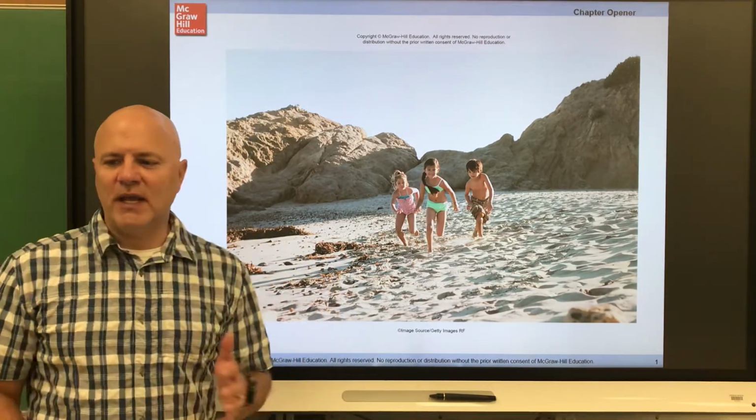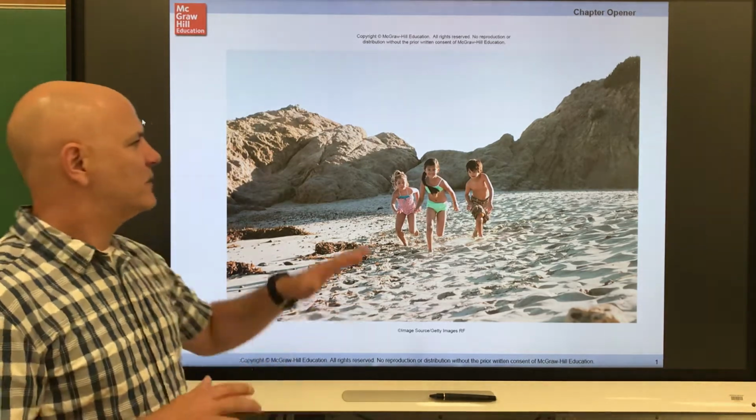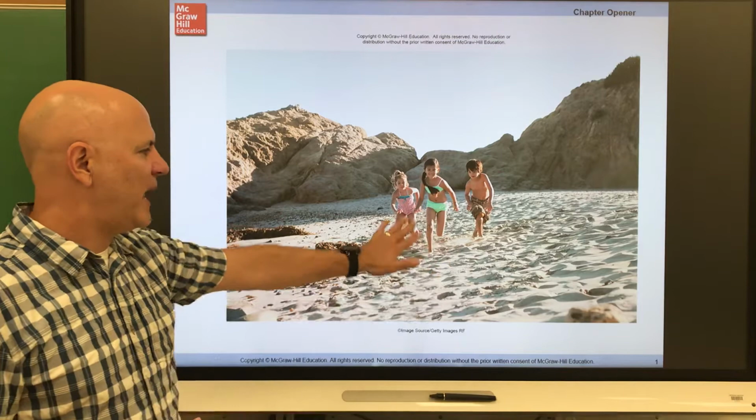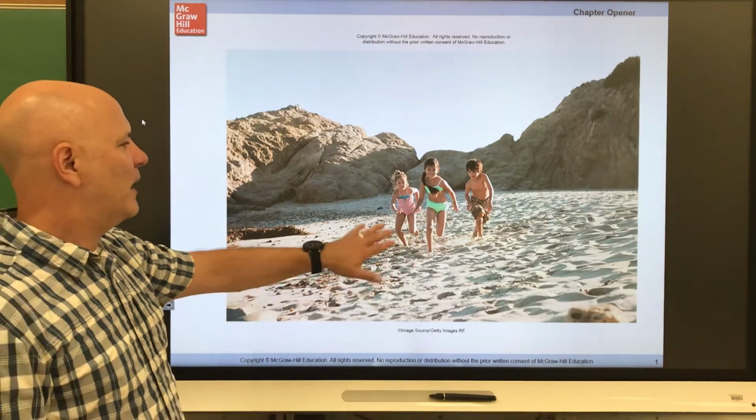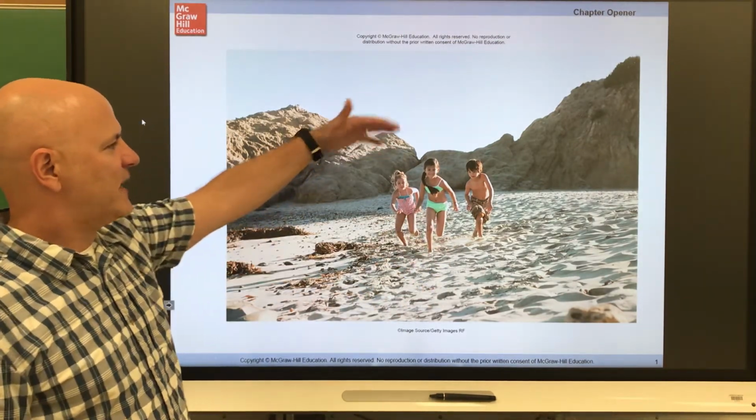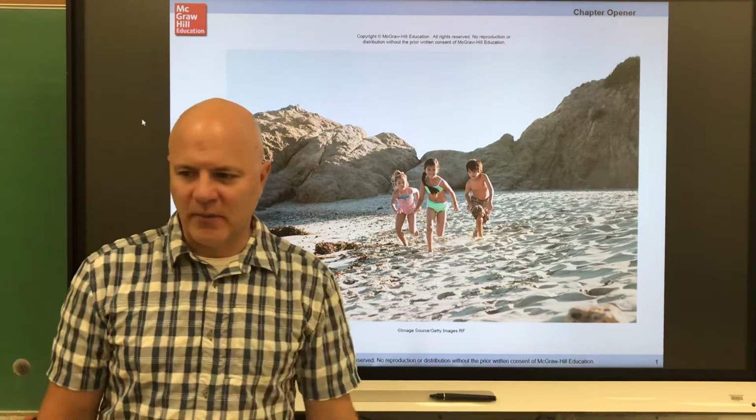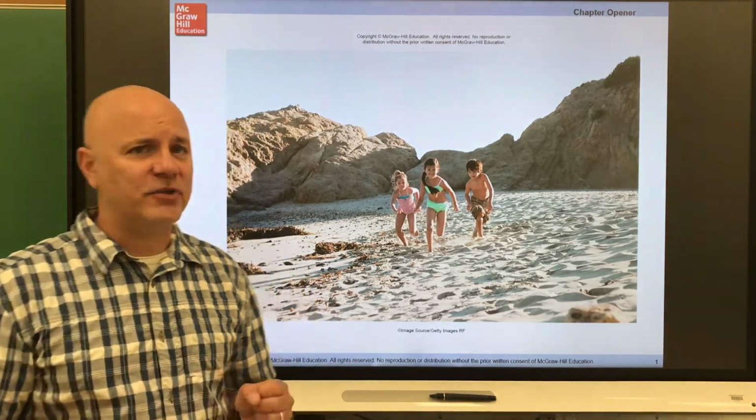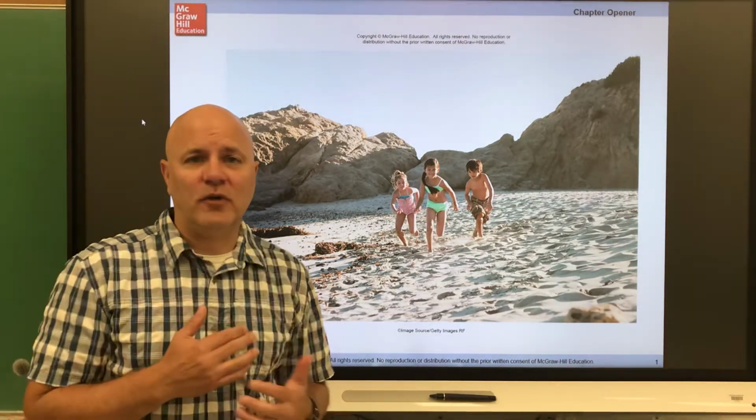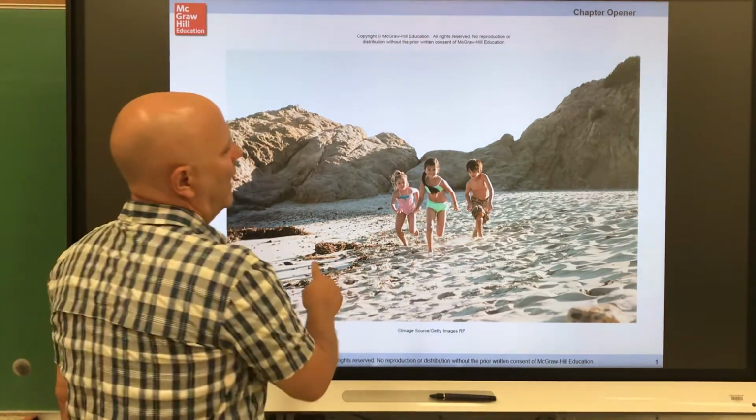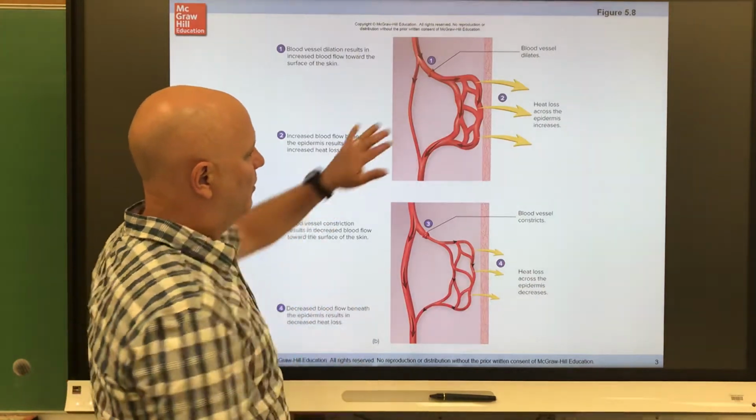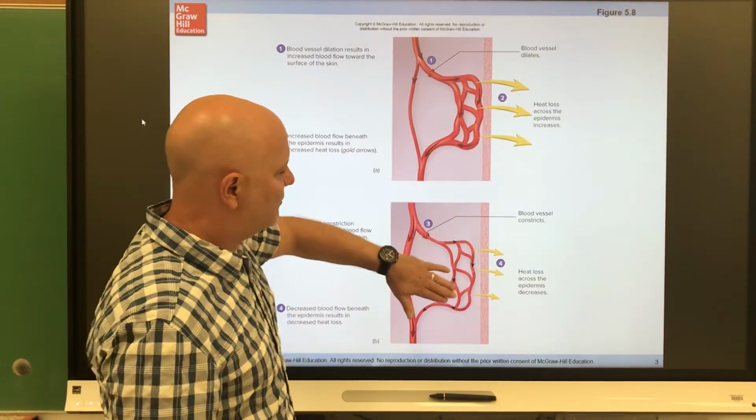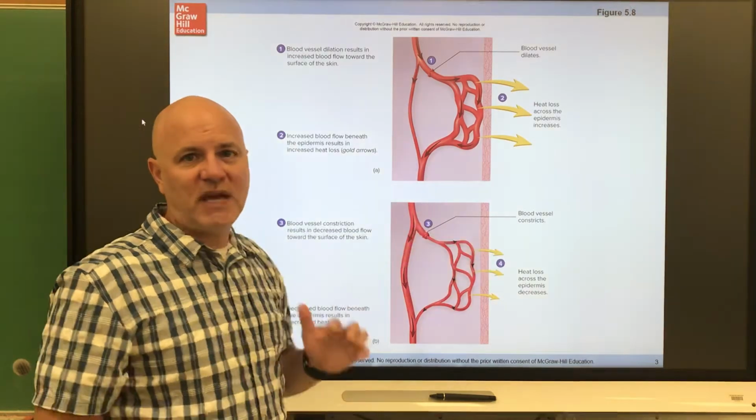So one function is protection from the environment. So you can see these kids running along the beach. That skin is protecting their body from abrasion, from the sand there, but also protection against ultraviolet radiation coming from the sun. We also use our skin for body temperature regulation. So not only are thermoreceptors housed in here, but we can also push blood to our skin surface to lose more heat or reduce blood flow from our skin surface to retain more heat in our body.